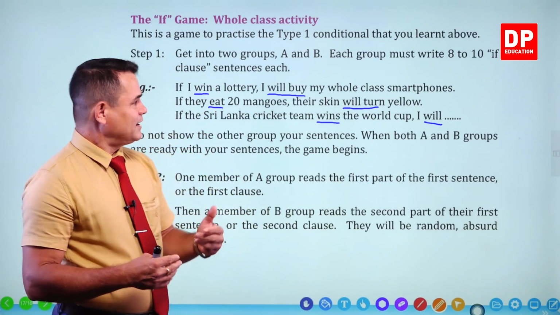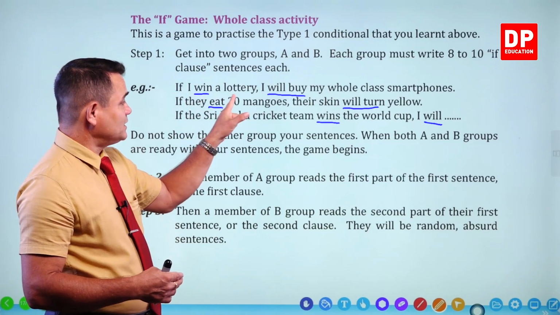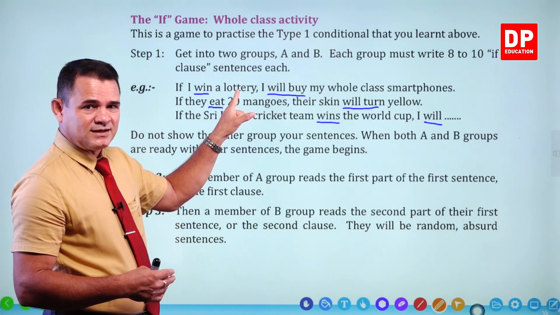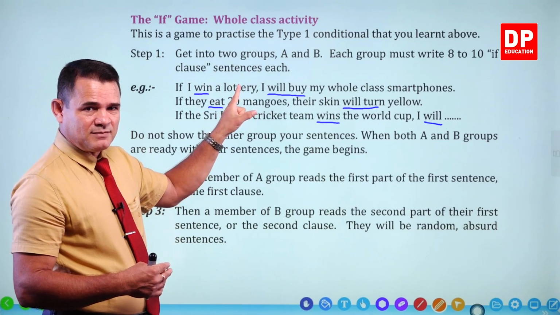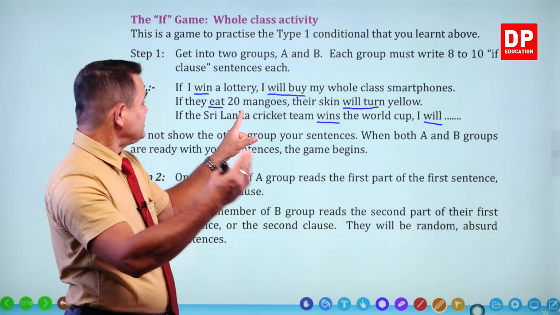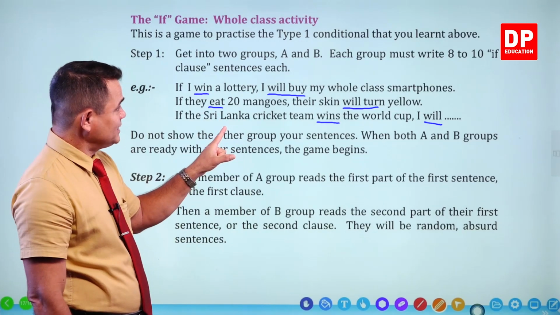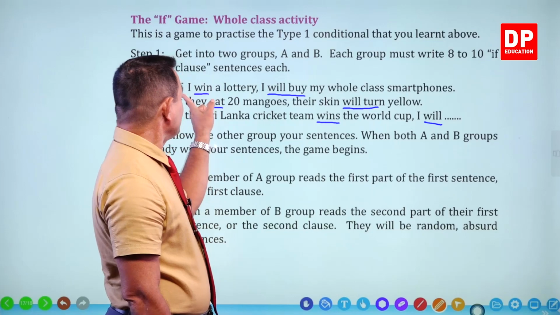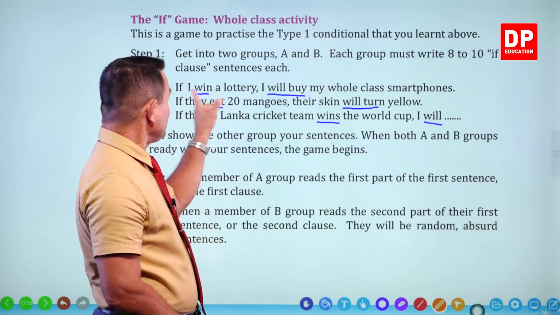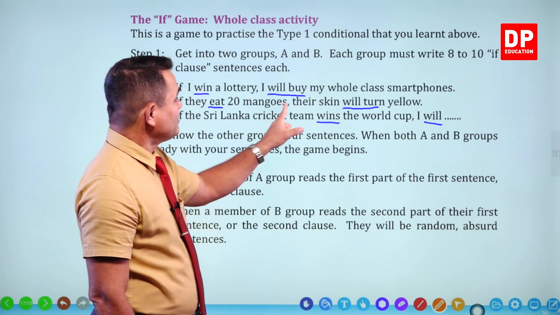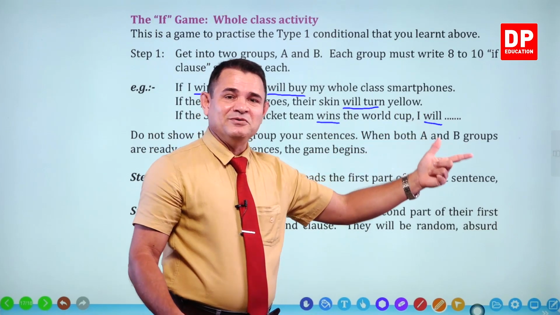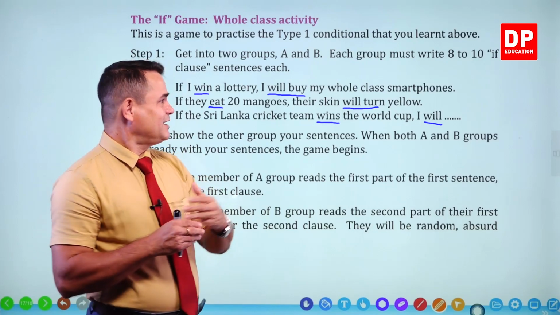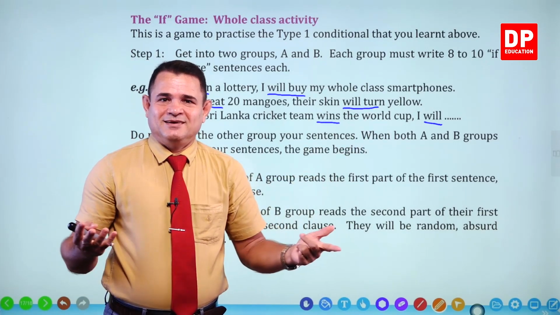Perhaps now you read, if I win a lottery, that is your sentence first part. The other person says the second part of their sentence. Maybe their second part could be this, right? Then the full sentence becomes, if I win a lottery, their skin will turn yellow. Which is absurd.